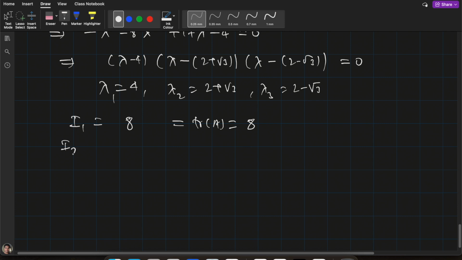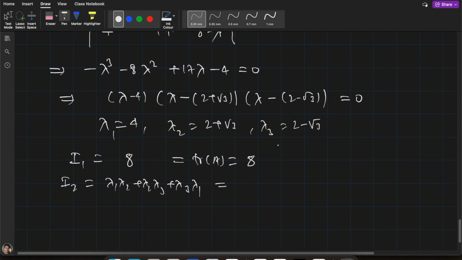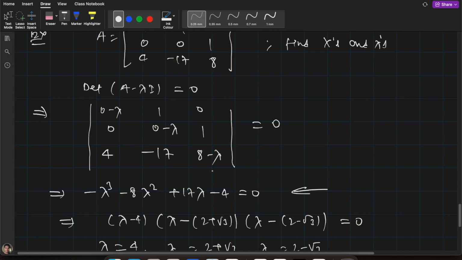Now I want to find I2. I2 is lambda 1 lambda 2 plus lambda 2 lambda 3 plus lambda 3 lambda 1. And after solving it, what will you get? Just tell me. A determinant of the given matrix? No, I3 is the determinant. What will you get? Just identify from this equation. I just talked about that, right?